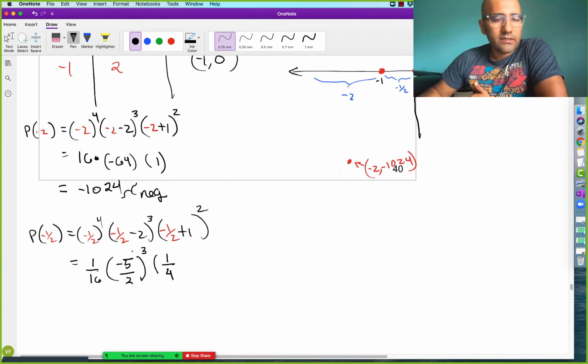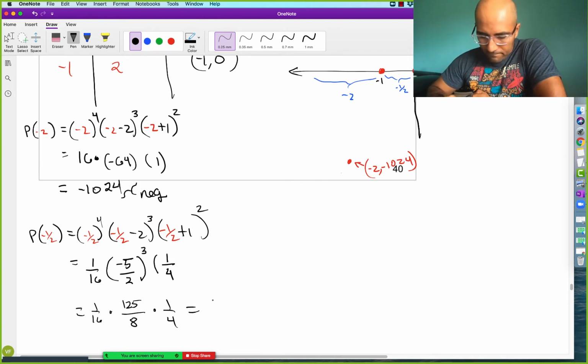So that's good and ugly. That's going to be 125 over 8. So 1/16 times 125 over 8 times 1/4. So 16 times 8 times 4 gets you to 512. So 125 divided by 512 is the other ordered pair.